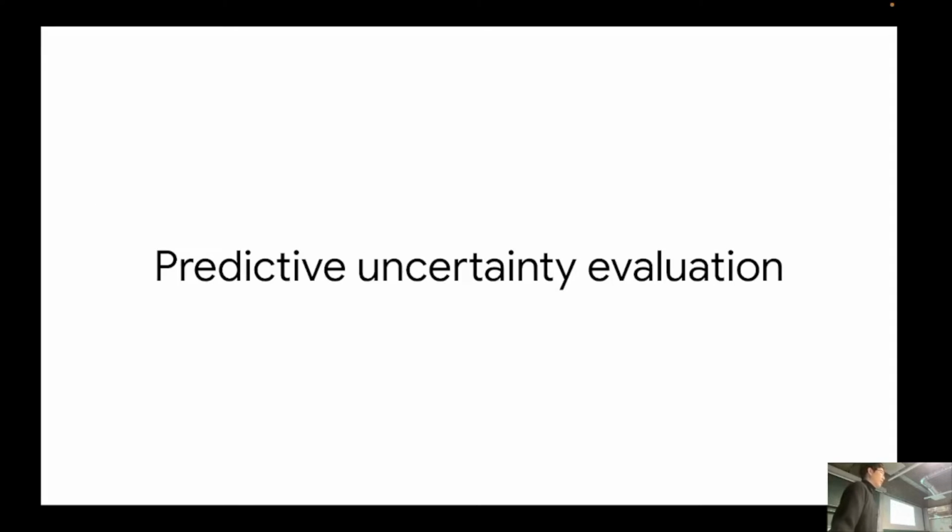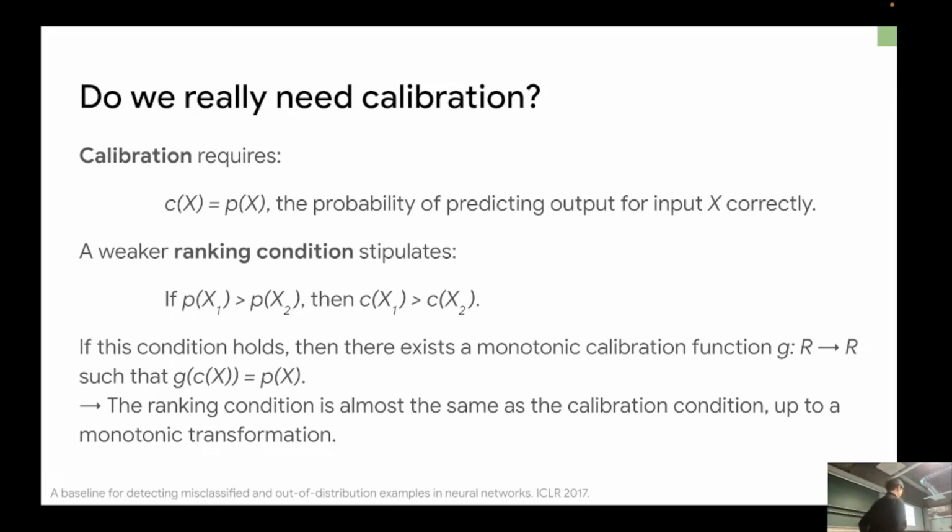Okay, and let's continue from this point and ask ourselves whether we need this precise reporting of the true bin-wise accuracy. That is what is required by calibration. You really need C of X, the confidence level, to give you the probability of getting that sample right. But there's a weaker condition than that. When you have multiple samples, you're going to have different probabilities of getting each sample right or wrong, right?